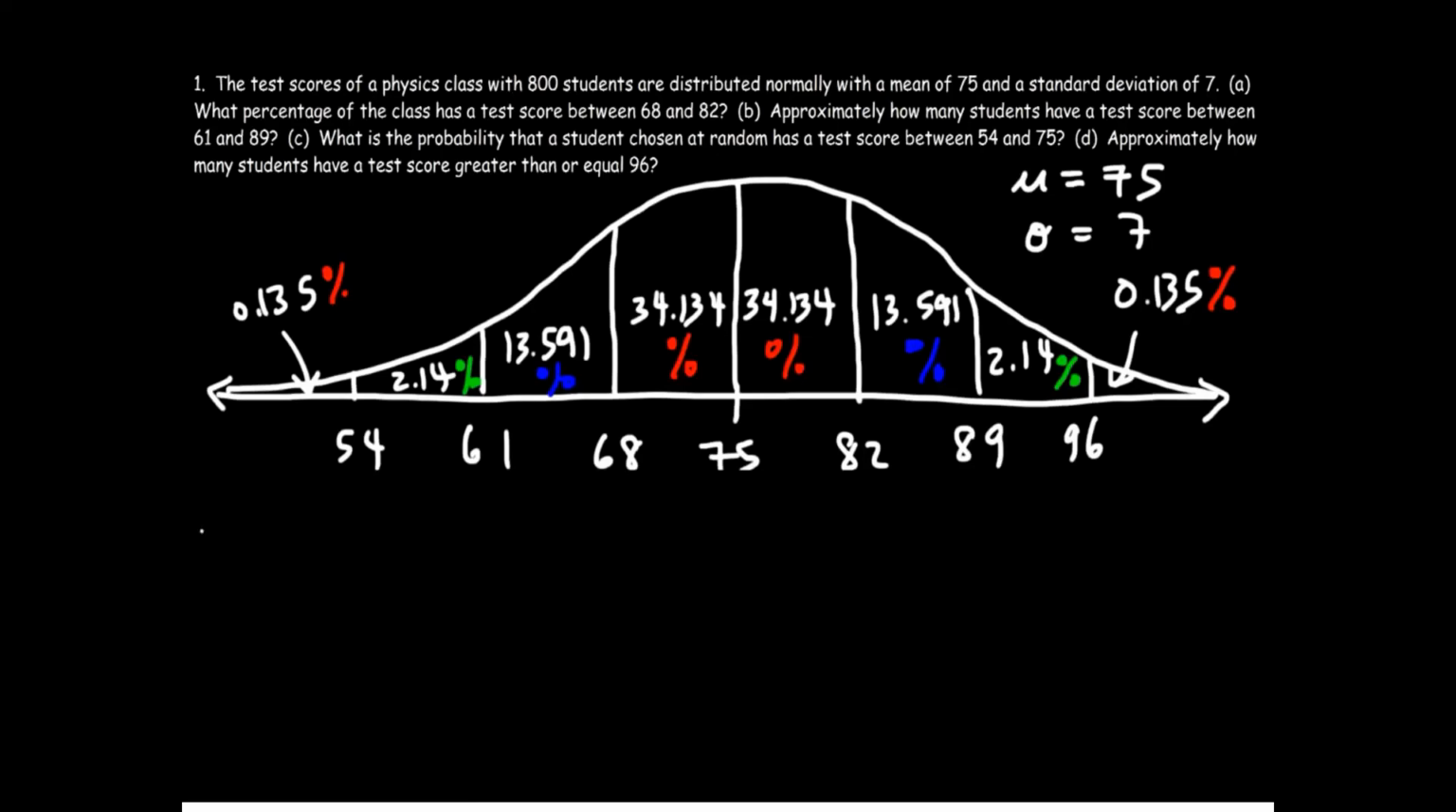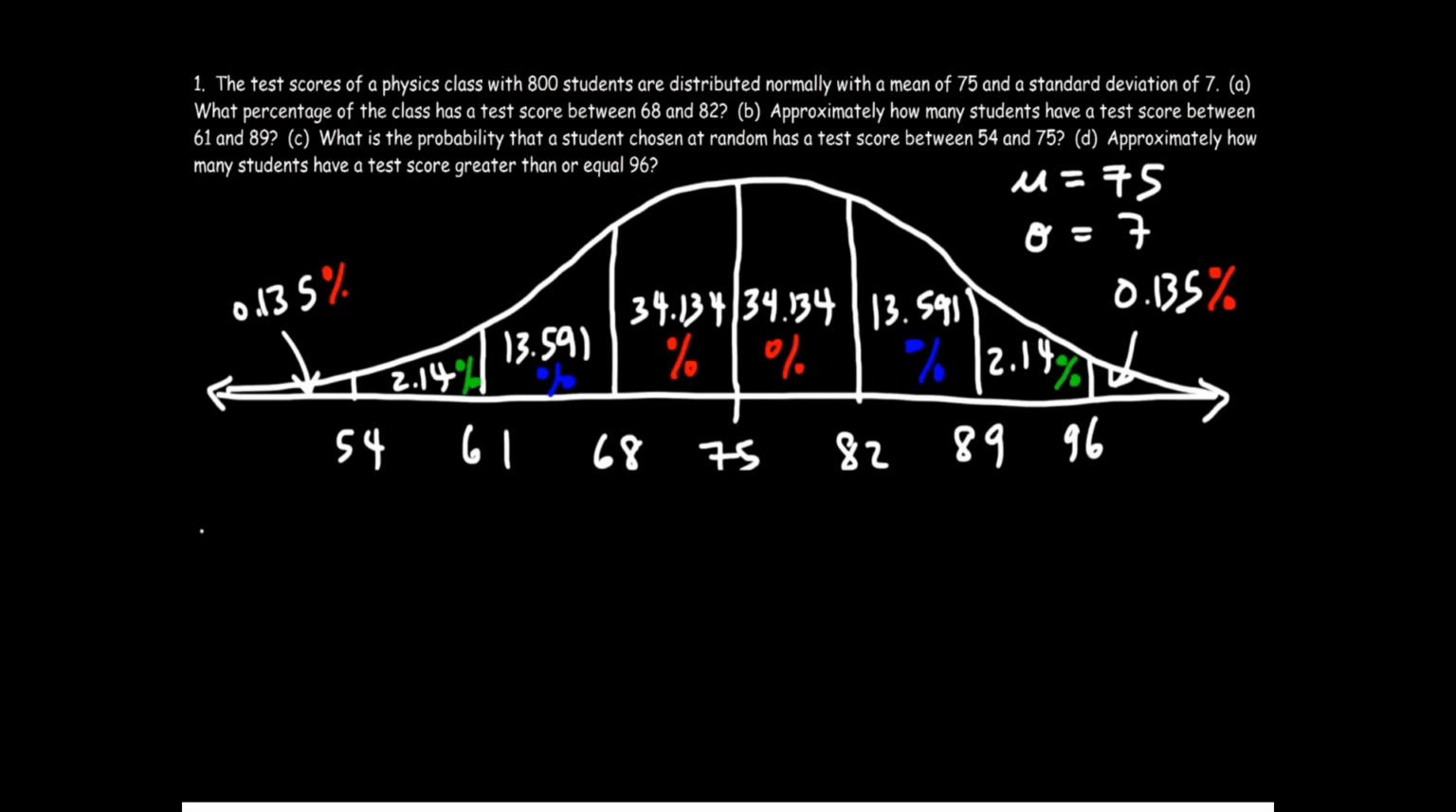So what percentage of the class is between 68 and 82? Anybody? Be 34. Yeah, 34 plus 34, right? Between 68 and 82. So 68% of the class is going to be between 68 and 82. And if I take that 68%, multiply it times 800, I'm going to know exactly how many students scored between 68 and 82. How many students have a test score between 61 and 89?